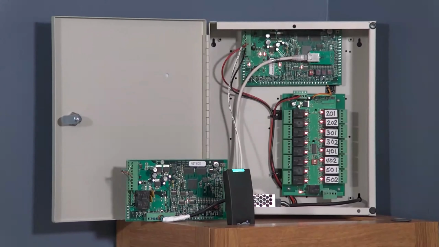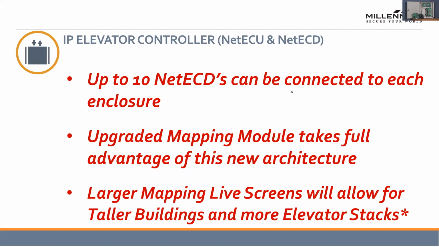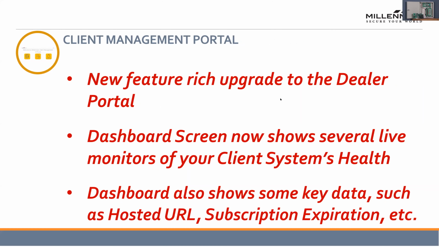Okay, let's go ahead and move on to the next item, which will be client management portal. Now for this one, essentially we are, again, upgrading the dealer portal. The dashboard screen will now show you several live monitors, things that are coming to the screen that will be helpful for you to see as far as the system's health is concerned. It'll also show you some key data, which I have been asking for, which is the hosted URL right on the front screen. When does the subscription expire? And there's several other fields there that you'll see here in a minute, including a really nice dashboard on what's online and what's not online.